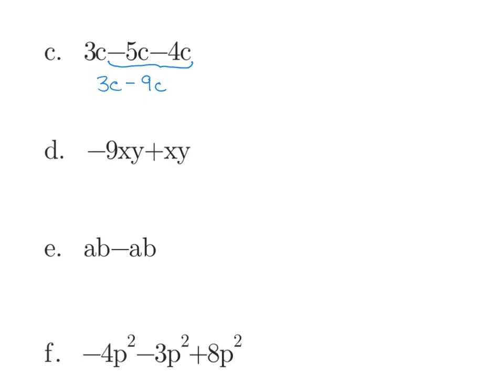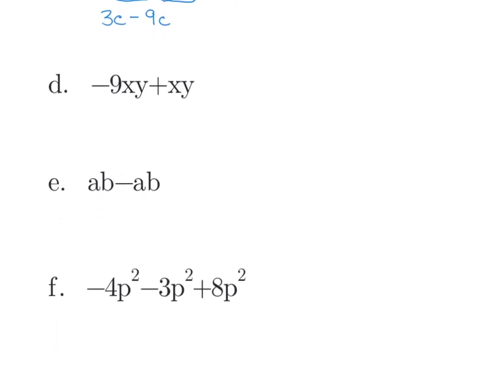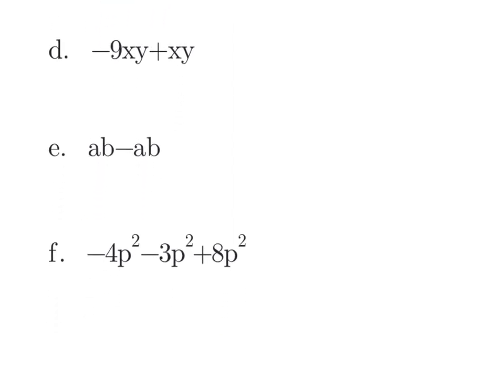These have different signs, so I'm going to subtract and keep the sign of the larger number. So we get negative 6c. All right, example D. We have negative 9xy plus xy. Again, remember that this is negative 9xy plus 1xy.